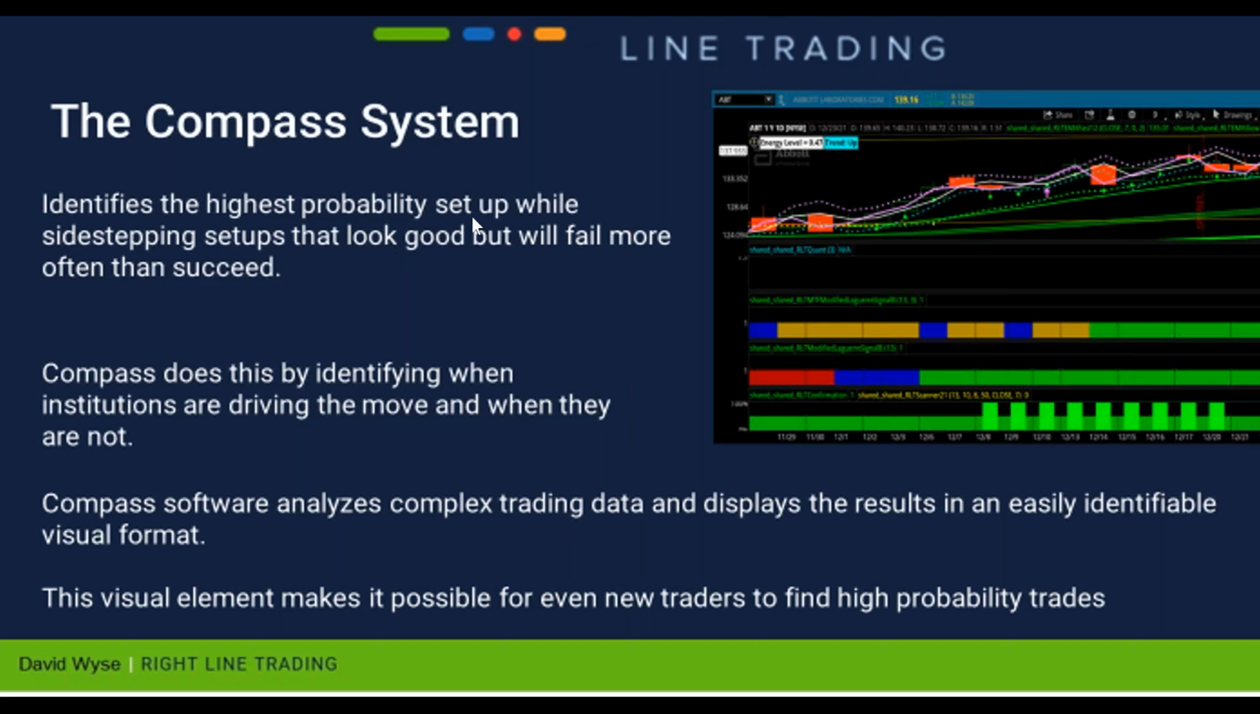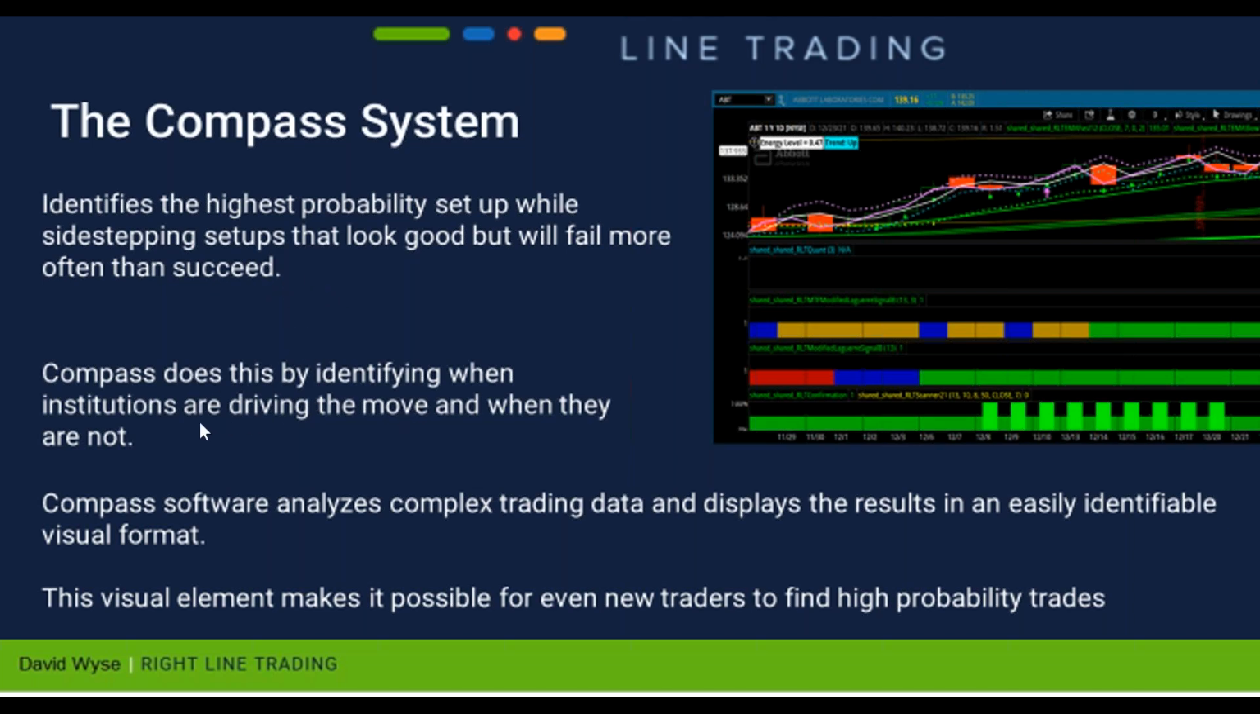Okay, the Compass system, which is now called the SPY super system, has been enhanced with some scanners and things like that. So we call it the SPY super system, but it identifies the highest probability trade setups, while sidestepping setups that look good but will fail more than they succeed. And that's trade the best, skip the rest. That's where that comes from.